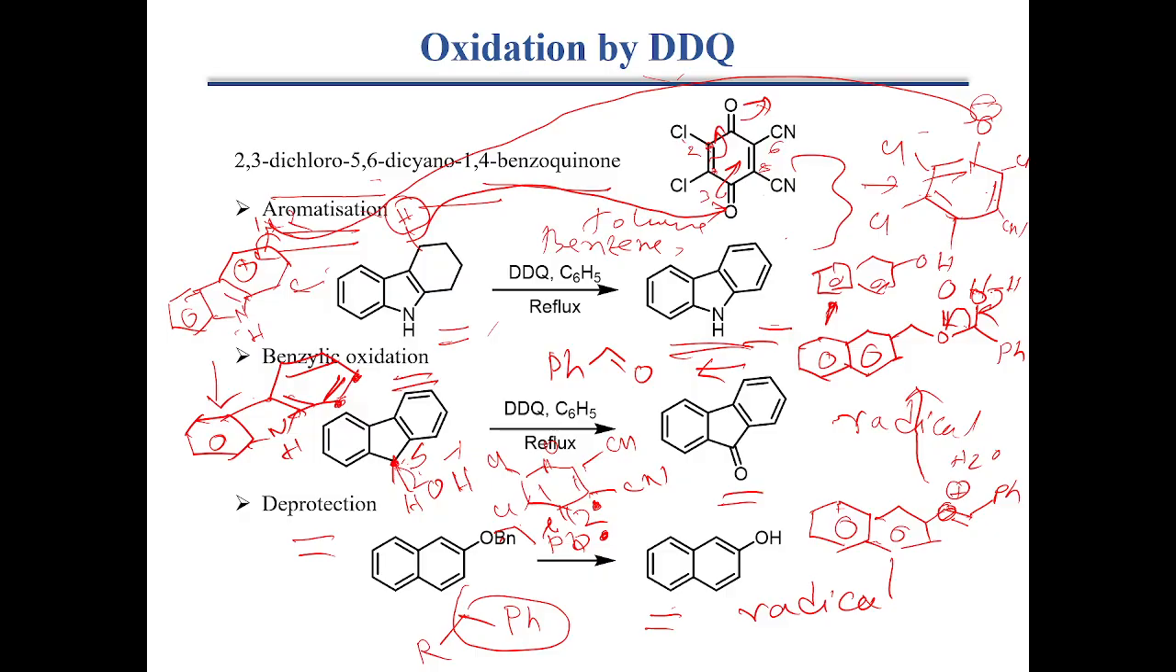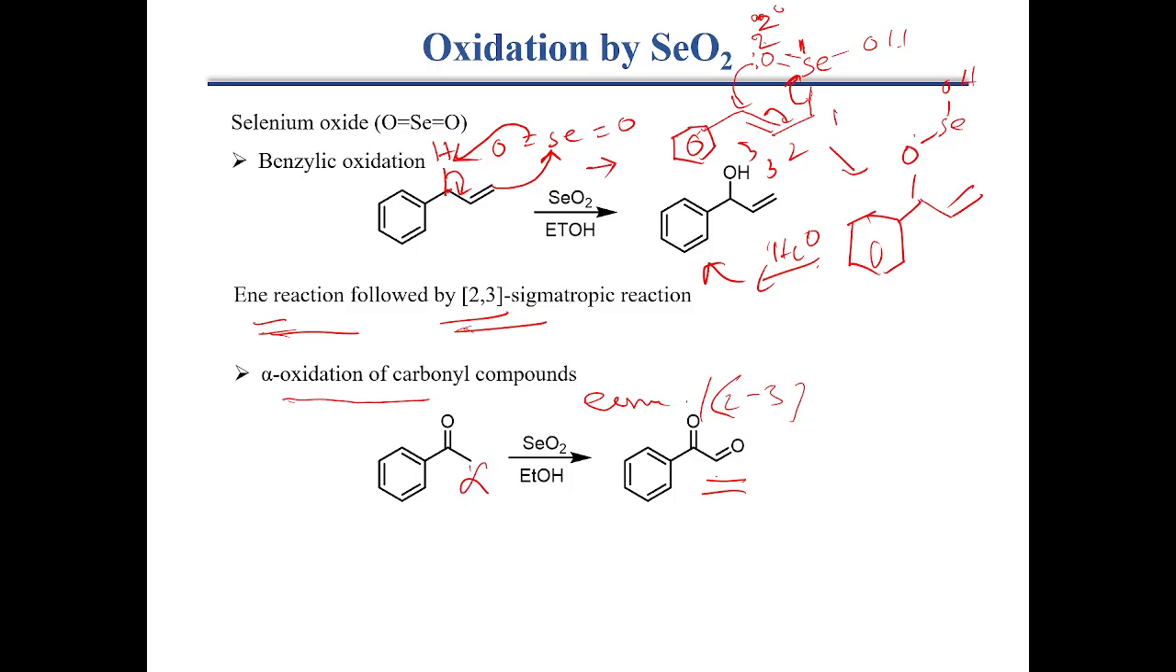Next I discussed DDQ mediated oxidation. DDQ is 2,3-dichloro-5,6-dicyanobenzoquinone. It first aromatizes the unsaturated ring, then the allylic or benzylic position is also oxidized. Deprotection is one of the very important uses of DDQ. So deprotection of benzyl or PMB, paramethoxybenzyl, was done by DDQ.